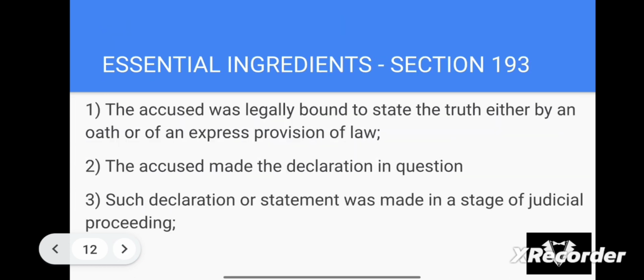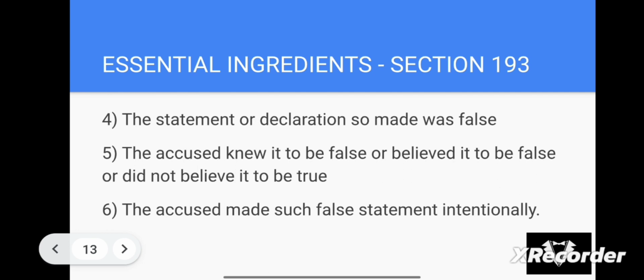The essential ingredients of Section 193 are: the accused was legally bound to state the truth, either by an oath or by an express provision of law. Next one is: the accused must have made the declaration in question, and such declaration or statement was made in a stage of judicial proceeding. The statement or declaration so made was false. The accused knew it to be false or believed it to be false or did not believe it to be true. The accused made such false statement intentionally.